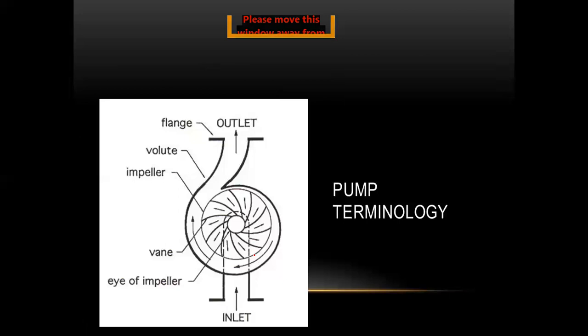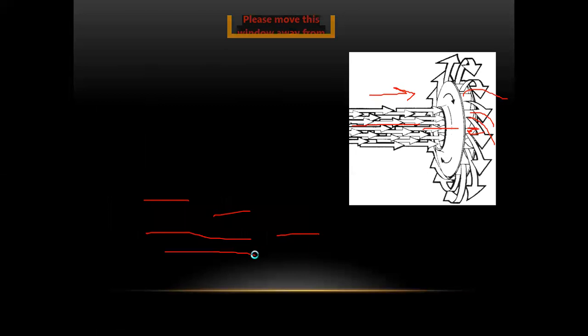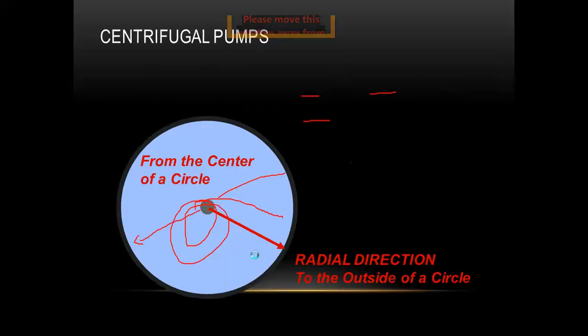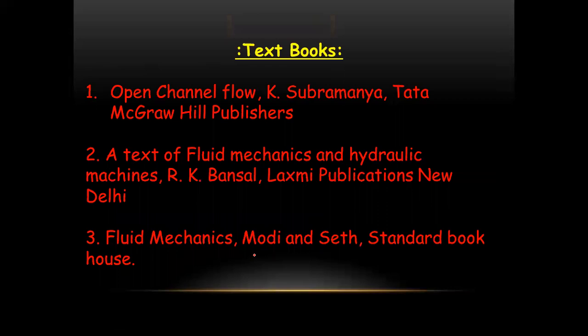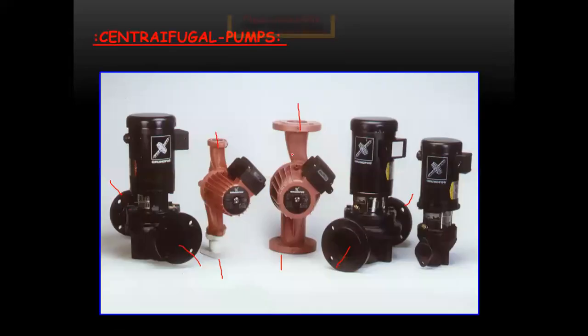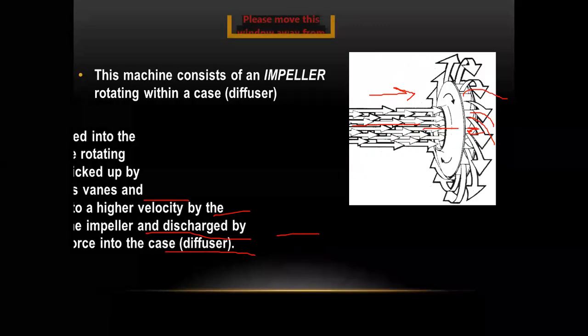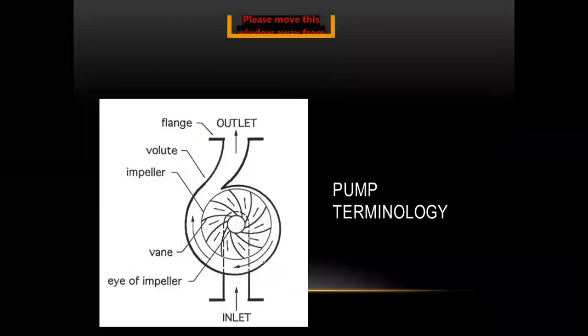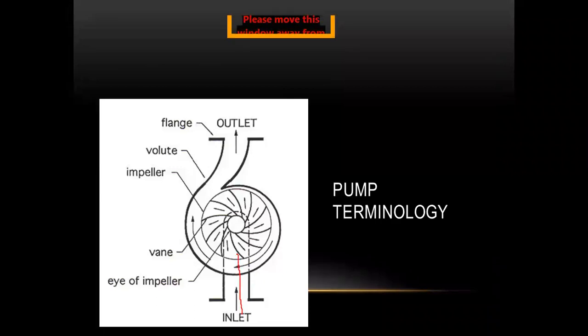So when you see the pump terminology, in the first figure I showed you, this one. So the first figure, the line diagram. See here. So this is the inlet. This is where the water is going inside like this, and going into the impeller. So this one is the impeller and this one is the vanes. See here, the eye of the impeller. These are the vanes of the impeller.